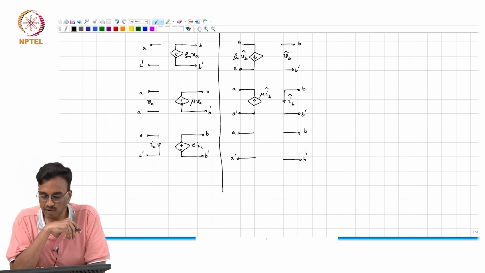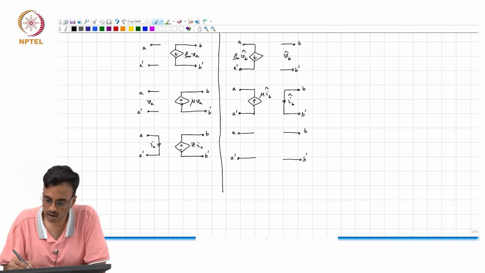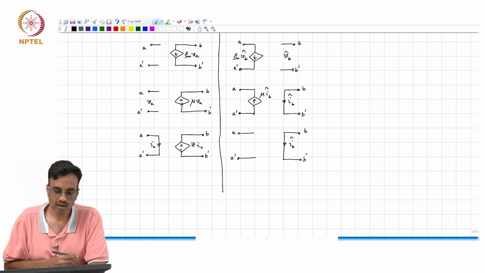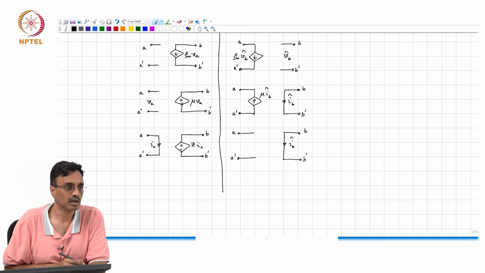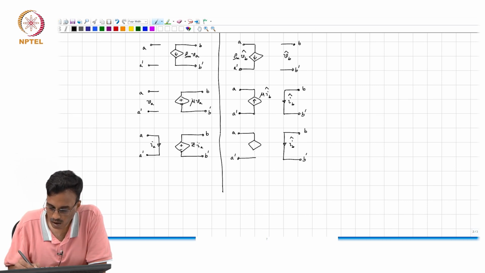So, which is the controlled port and which is the controlling port? B is the controlling port, and what comment can we make about what kind of controlling port? Is the voltage across B controlling? It's a current controlled port. So, this is IB hat, and what comment can we make about the controlled port? It must be a voltage source. This is Z times.